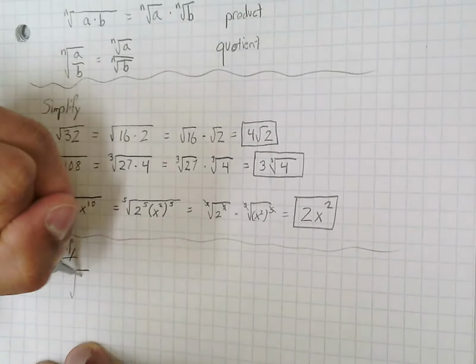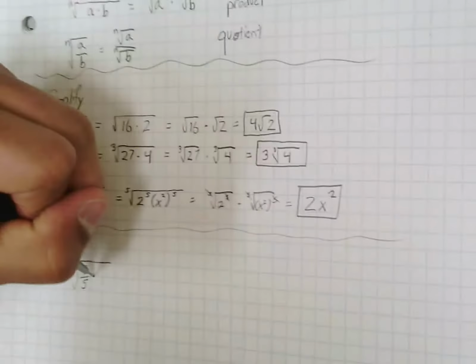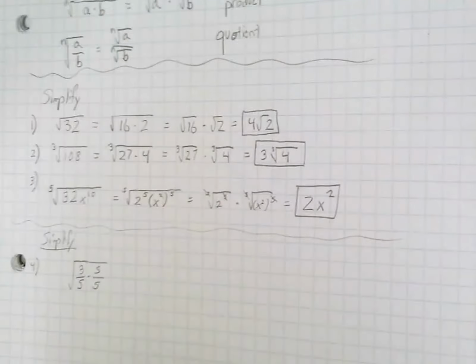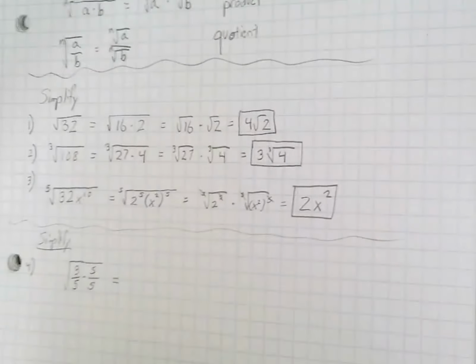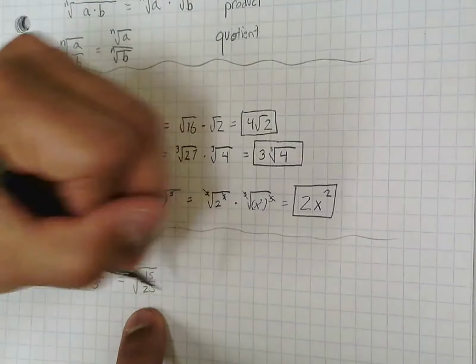Okay, back before winter break we learned that, hey, this is a problem. We don't like having fractions under our radicals. We need to rationalize this. And we did that by multiplying by 5 over 5, which creates a perfect square in the denominator. This becomes the square root of 15 over 25. We see 25 is a perfect square.